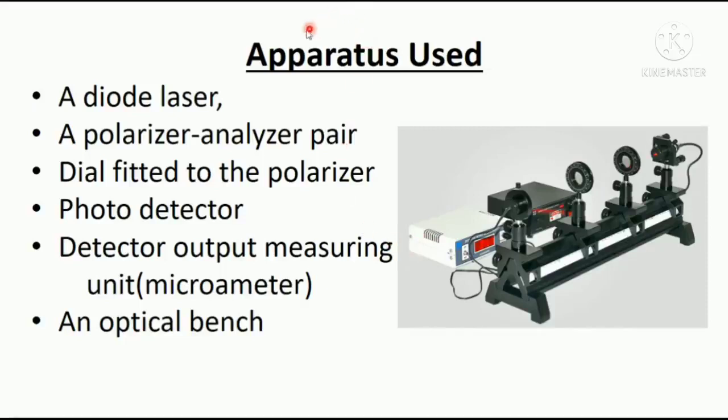Let us see the apparatus used. It consists of a diode laser, and a polarizer and an analyzer pair, a dial fitted with the polarizer, a photodetector which converts the light falling on it into current and measured using a microammeter. All these things are mounted on an optical bench, and this is the unit for power supply of the laser.